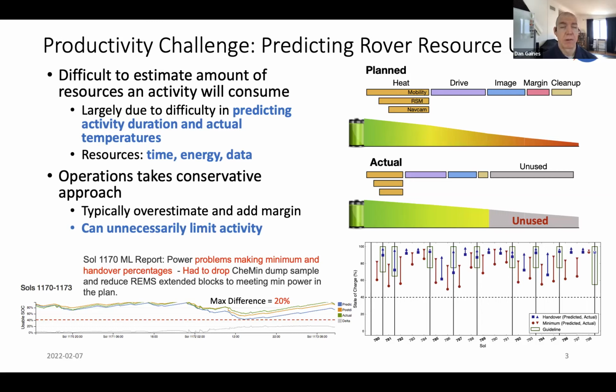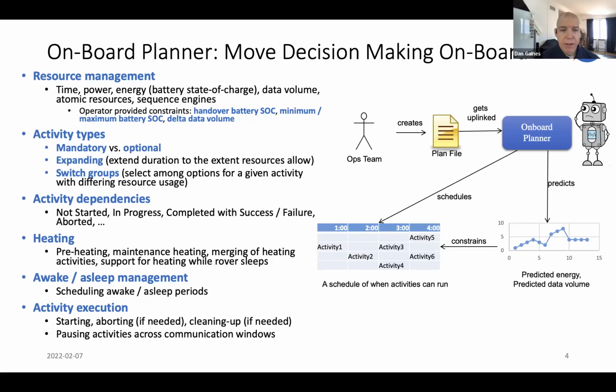And there are times in the mission where we will limit what we do on the rover because our models show that we don't have the time or energy for it. But then when we get the data back the next day, we see that we could have done these additional activities. Next slide, please. Sorry, next slide. Yep, thank you.